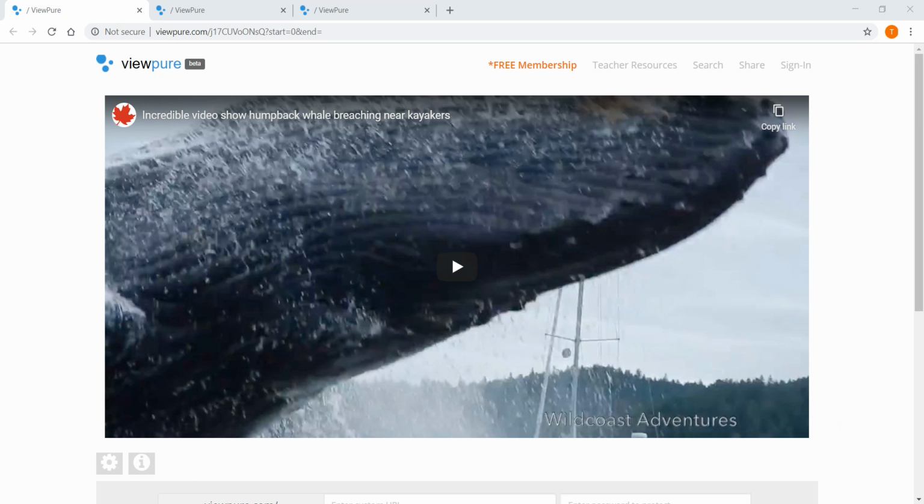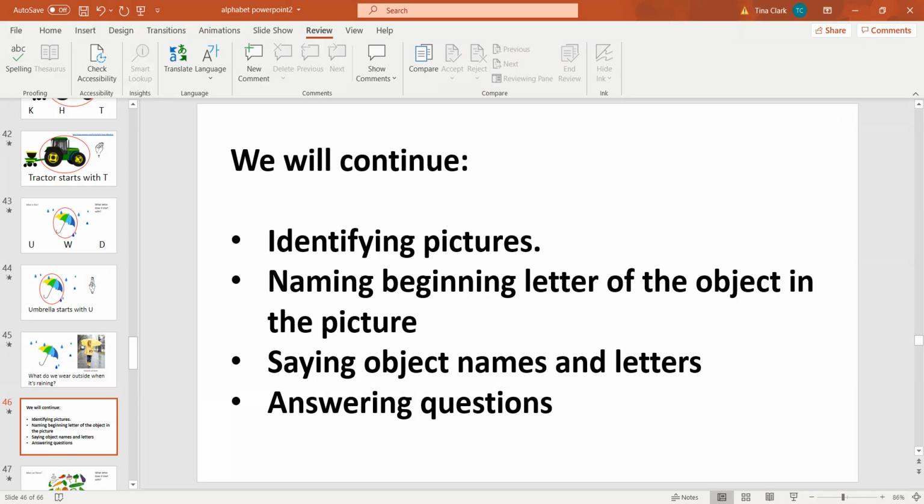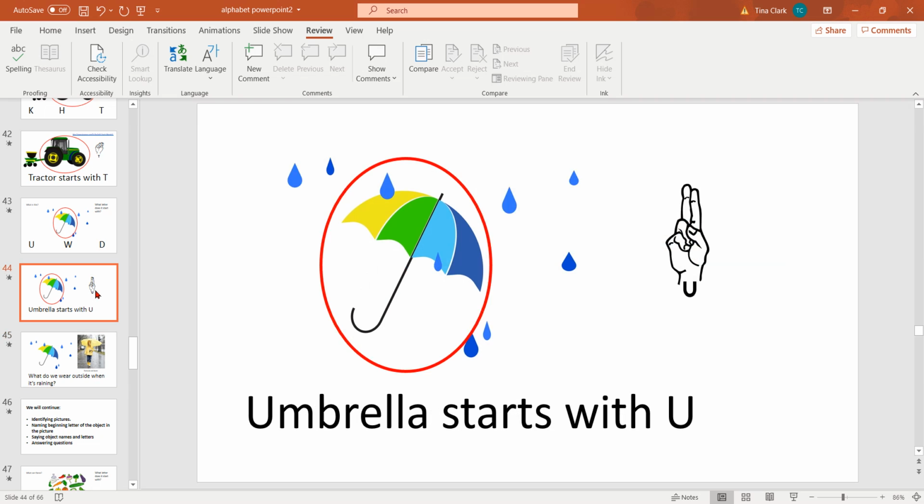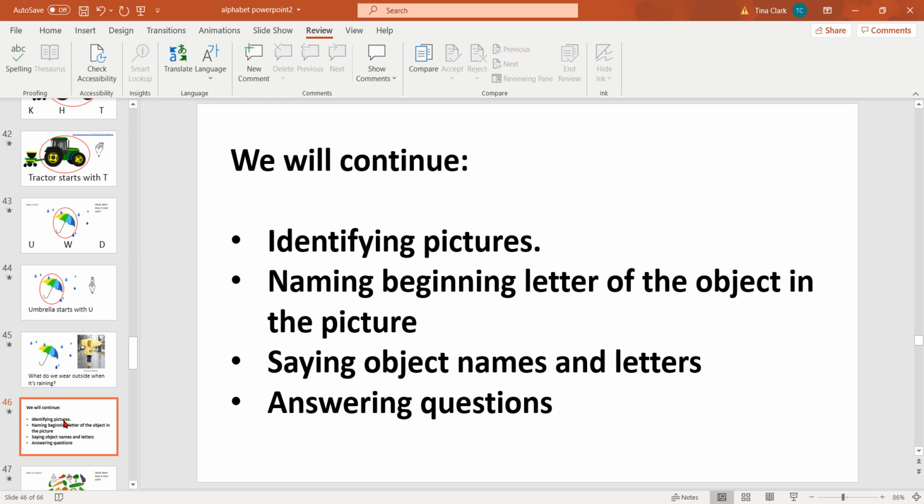And we are going to continue working on letters. We left off last time with the letter U for umbrella. So here's what we're going to do. We're going to finish the alphabet. We're going to continue identifying pictures. We're going to continue naming the beginning letter of the object in the picture. We're going to continue saying the object names and letters, and we're going to continue answering questions. So here we go.